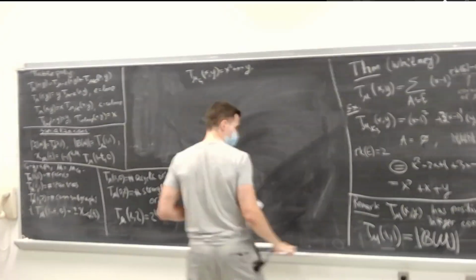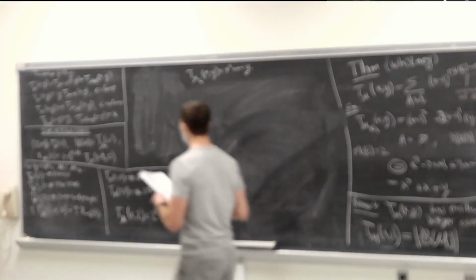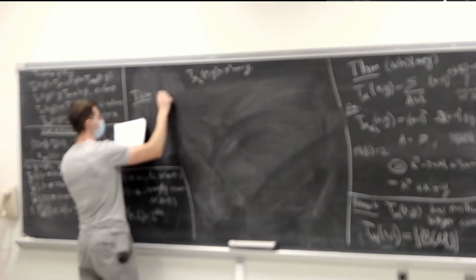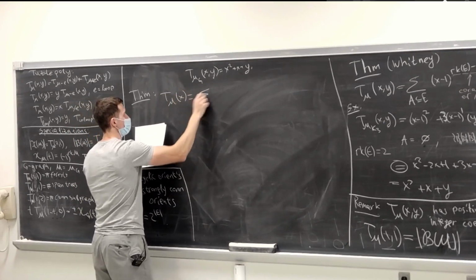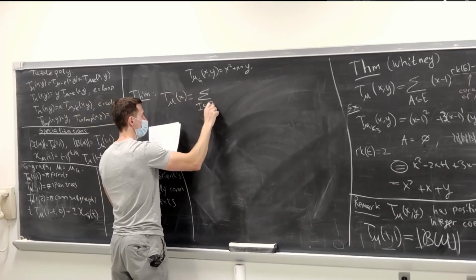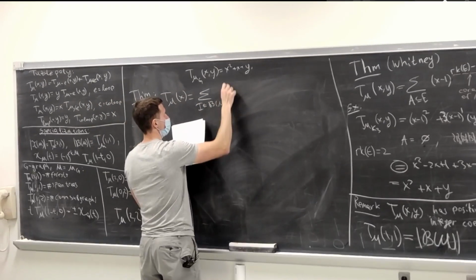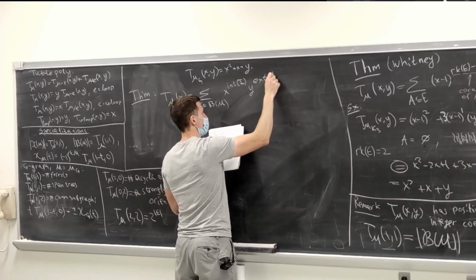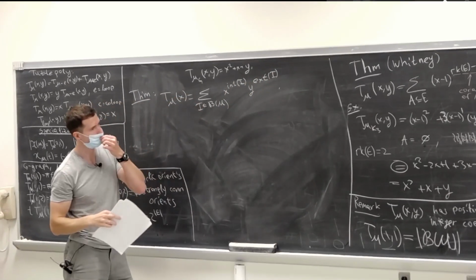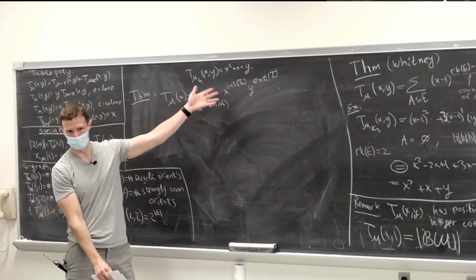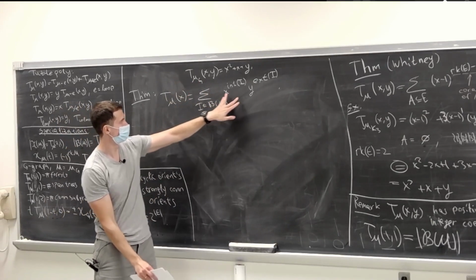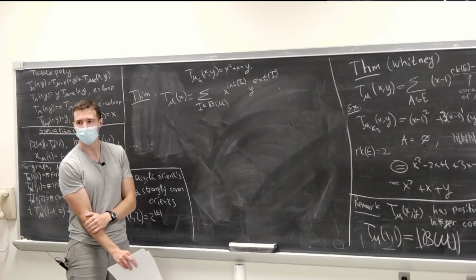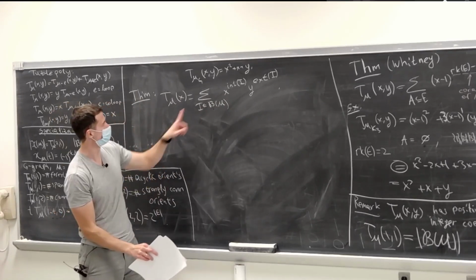So here's a theorem. Basically, the Tutte polynomial of your matroid is equal to the sum over all bases of x to the int of I times y to the ext of I. So that's the desired formula. You get a positive sum over exactly the bases. It's a great observation, right?